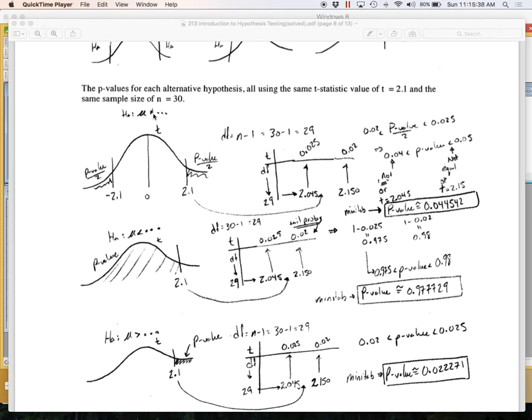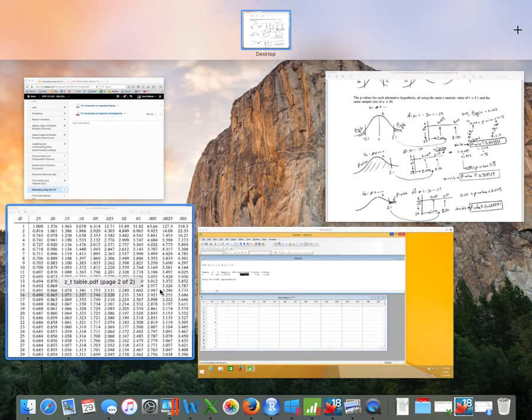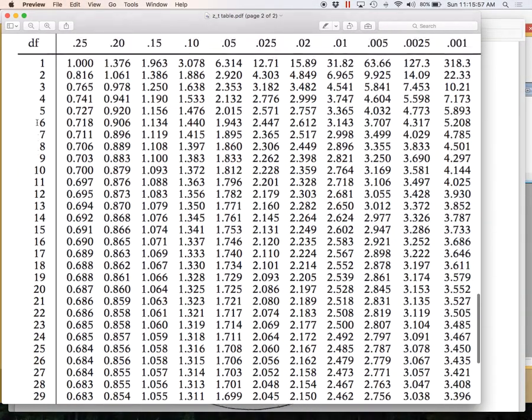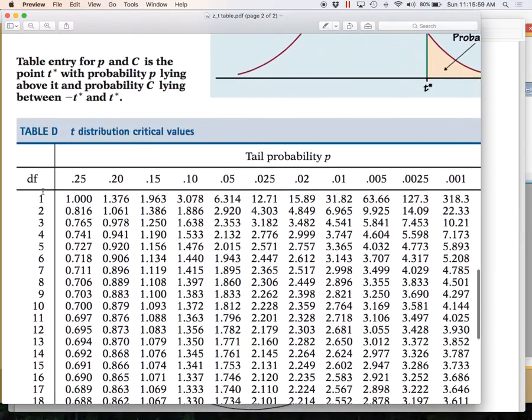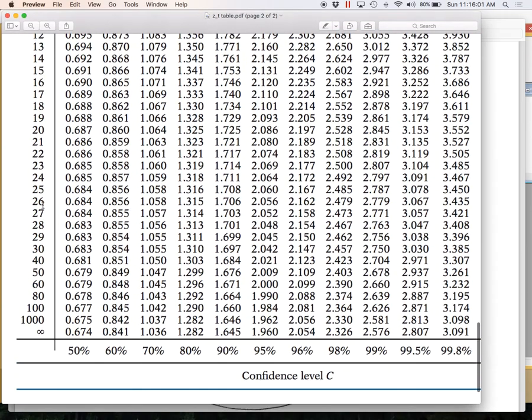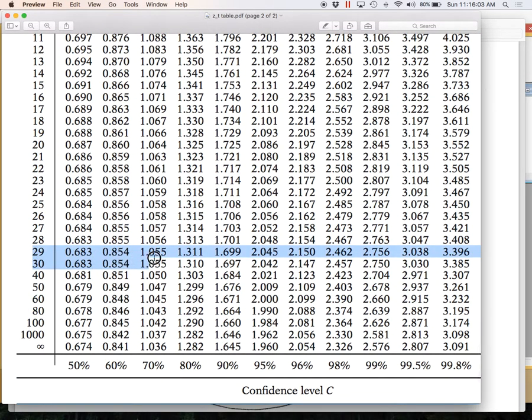Again, because it's two-tailed, half of the p-value is in one tail, the other half is in the other. The degree of freedom here is the sample size minus 1, so that's 29. You'll go to your t-table and find the degree of freedom, 29. Here's your t-table. That's what it looks like. You go to 29 and look in that row.